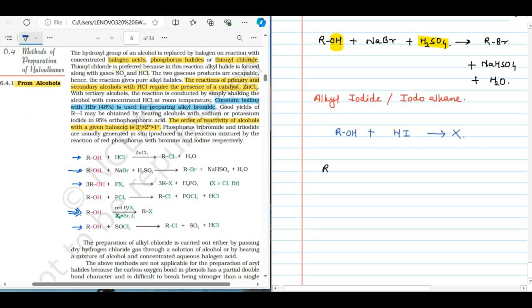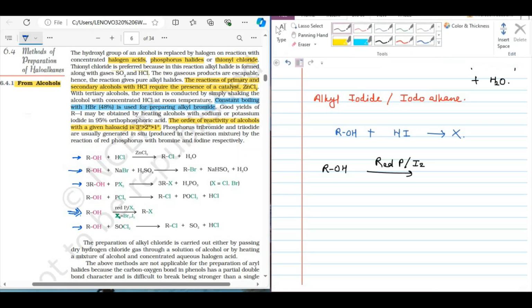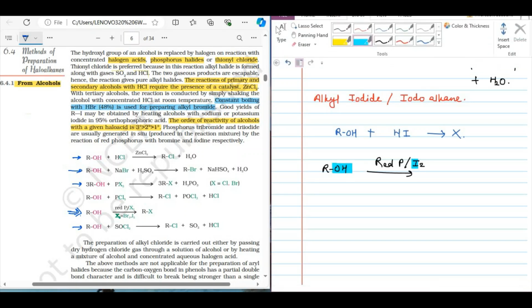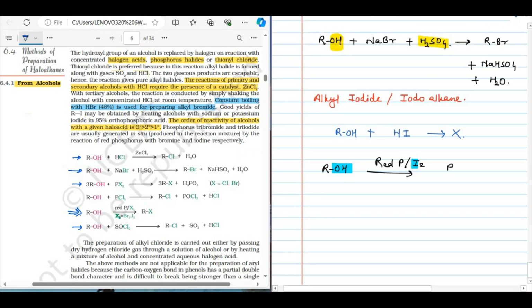So here this is ROH, which is your alcohol, and here it is to be heated in presence of red phosphorus. So here this is red phosphorus in presence of I2. Because it is heated with I2, OH will be replaced with I. Here you have to replace this OH with I, and you will get the product alkyl iodide. Here RI is formed and OH will be removed with the phosphorus.